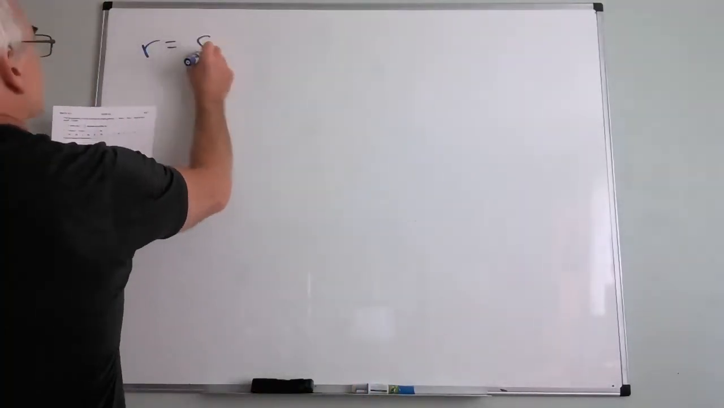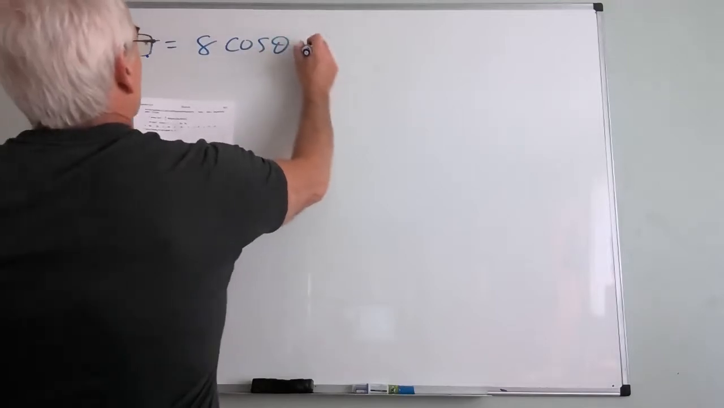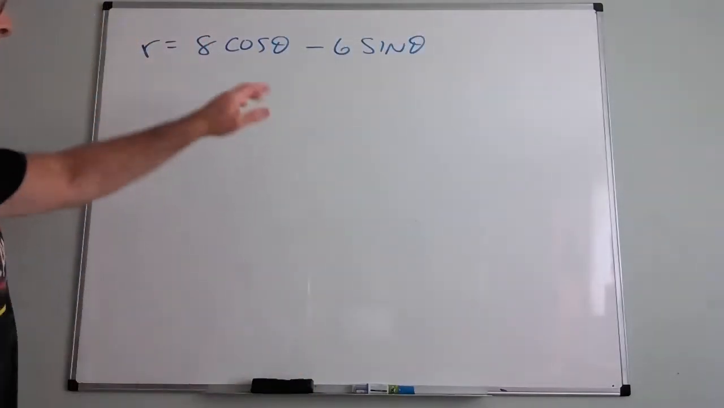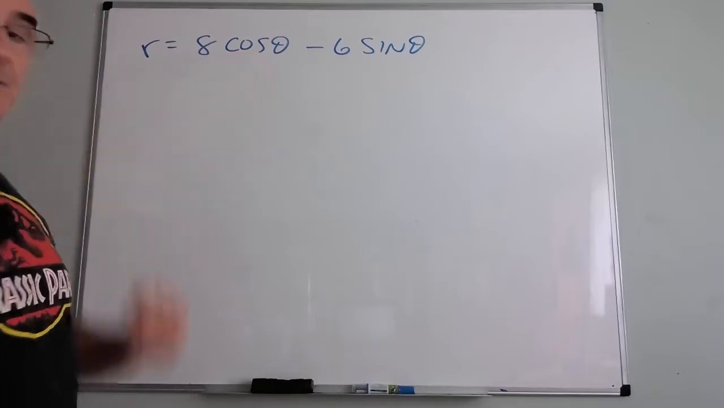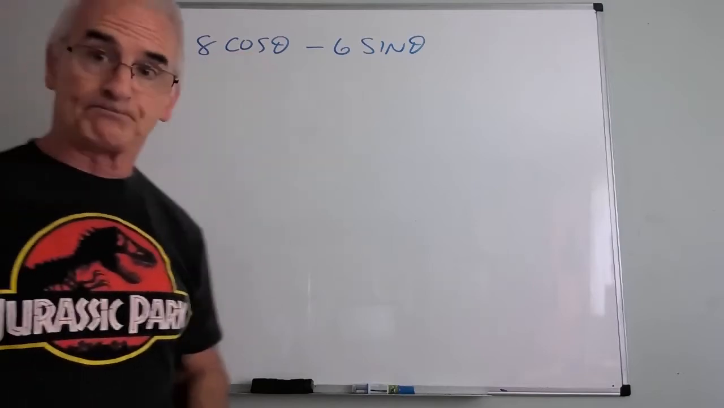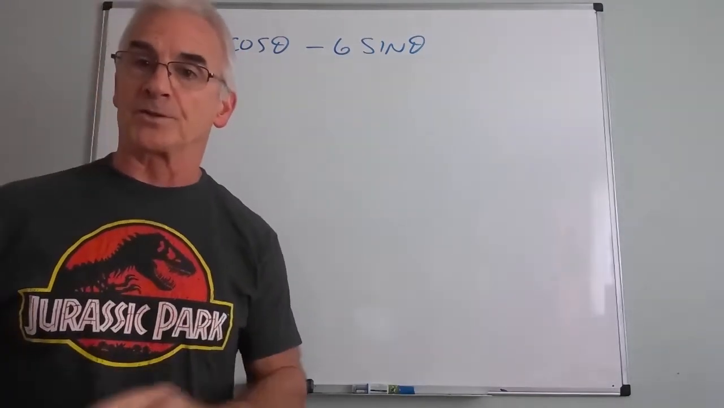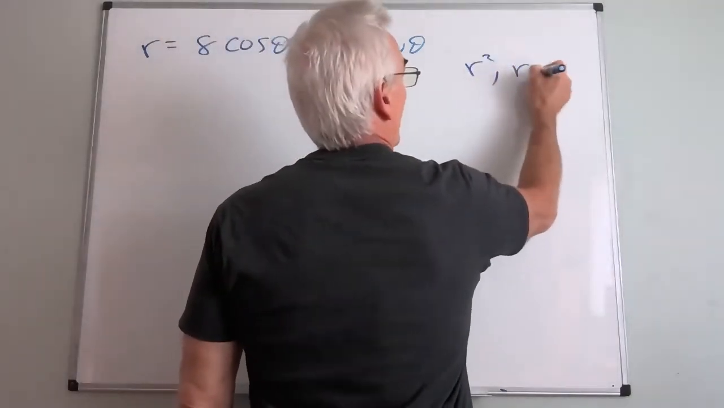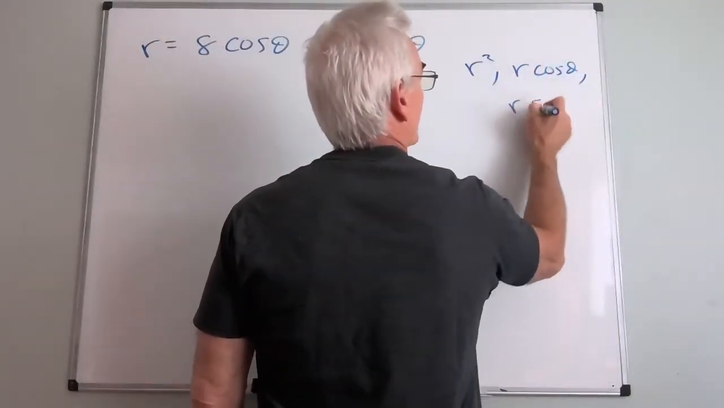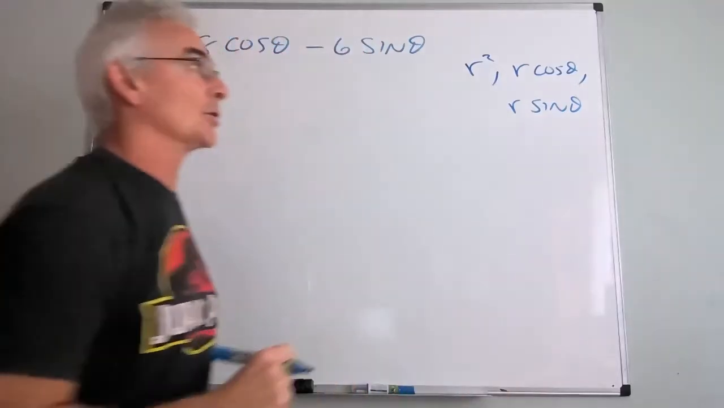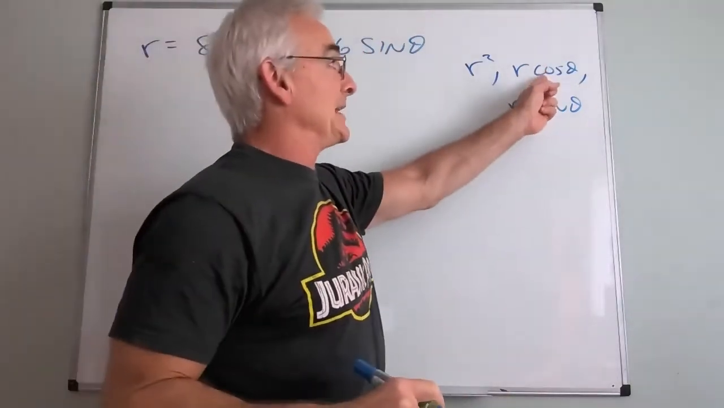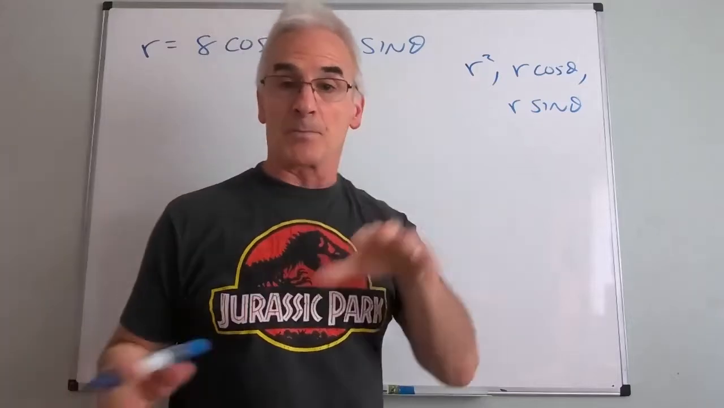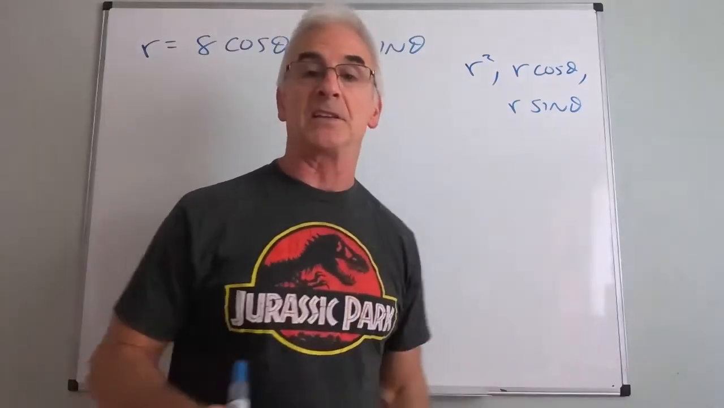So the problem starts this way. Now, there is no direct translation into rectangular when you just have a sine or you just have a cosine. The things you're looking for to translate into rectangular are r squared, r cos theta, and r sine theta. Those are the three things you're looking for. This would be an x, that would be a y, that would be an x squared plus y squared. If you see something like that in polar, then that's the easy translation.